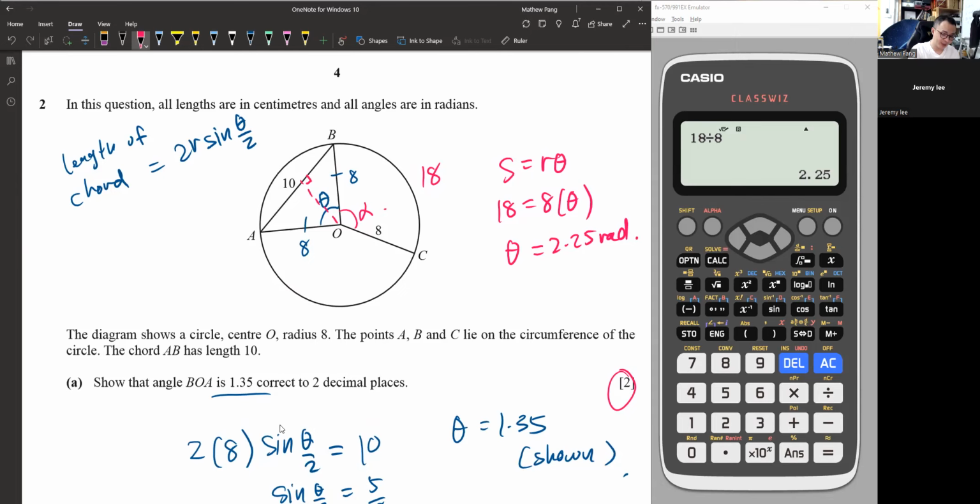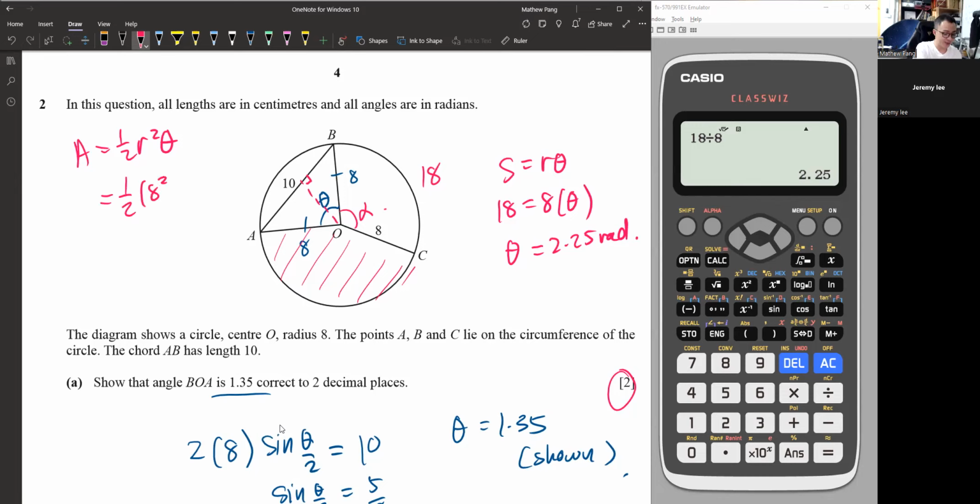AOC. Basically, they ask about this minor sector because behind is a major sector, but they just want the minor sector. So I want to find this area. Area of sector formula is half r squared theta. So in this case, my r is 8, so 8 squared. My theta is 360, right?